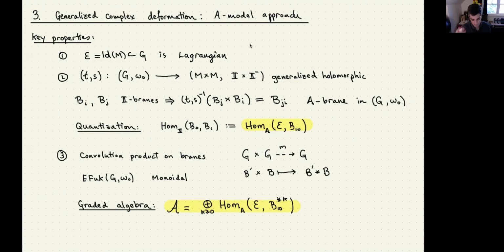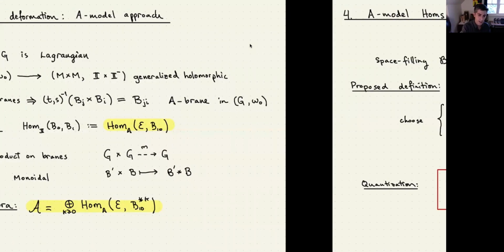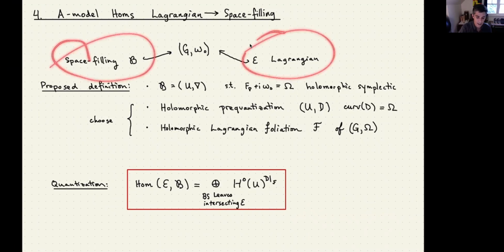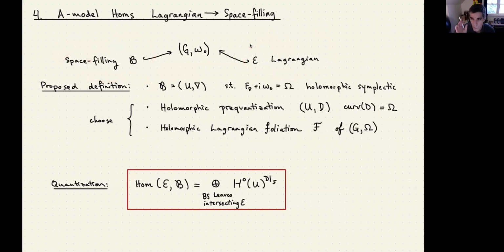But so basically, we reduced our unsolvable problem to another problem which has not been solved, which is how do you compute the morphisms in the A model between a Lagrangian and a space-filling brane? And so we have to provide a proposal for that as well. So if you have a Lagrangian and a space-filling brane, to compute the homomorphisms between them, we have no general guidance from the physics literature.